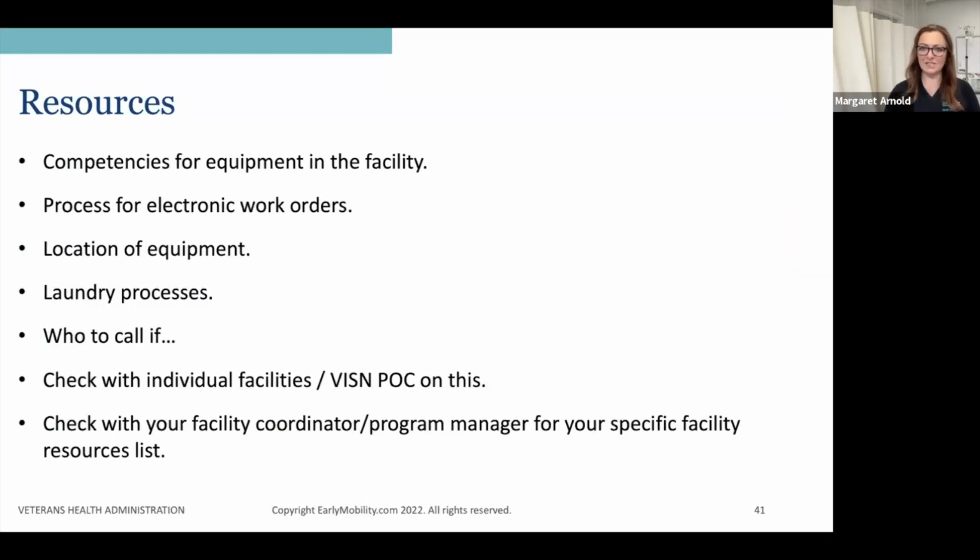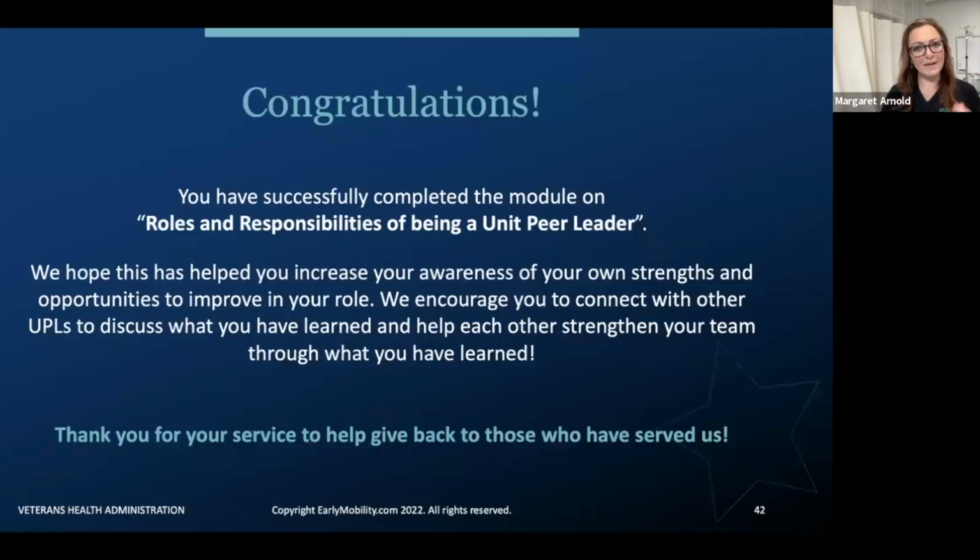You have many resources as a unit peer leader: competencies, processes, location of equipment, laundry processes, who to call if. Reach out to your peers, reach out to the other members of your team to help you to fulfill your roles and responsibilities as a unit peer leader to make the biggest difference for your veterans, your co-workers, and those superheroes that you superheroes are helping every day.